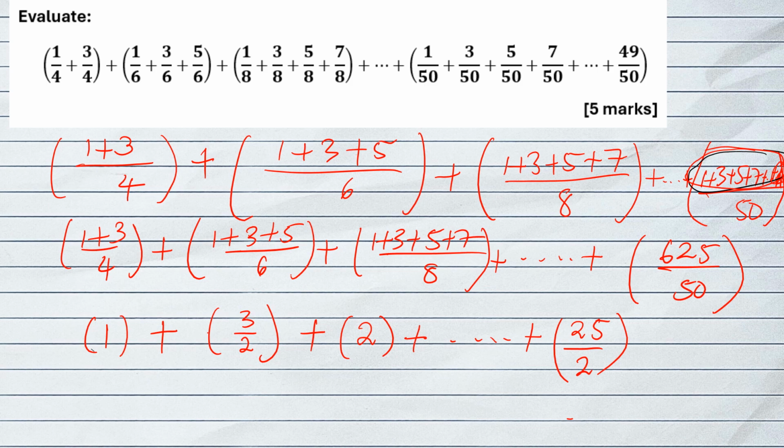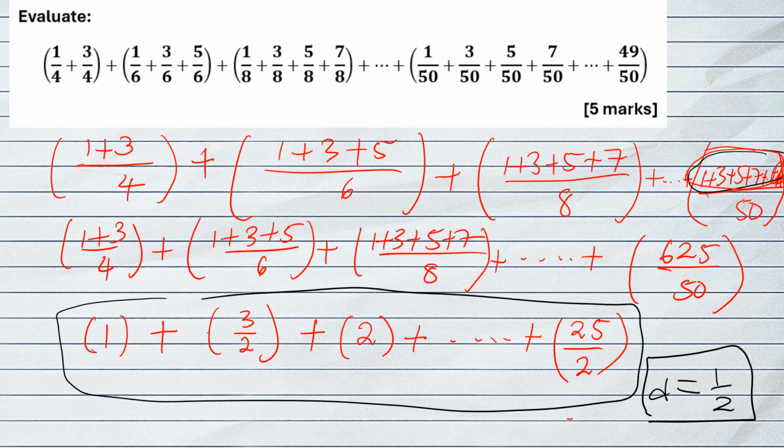So perhaps this might be an arithmetic series, but let's first check the common difference. So 3 over 2 minus 1, I get 1 over 2. Then 2 minus 3 over 2, I also get 1 over 2. Okay, so you can see this is a sum of an arithmetic series, where the common difference is equal to 1 over 2.